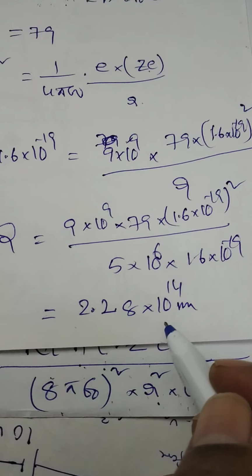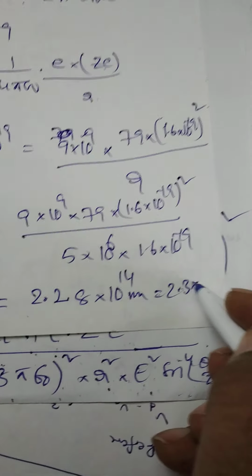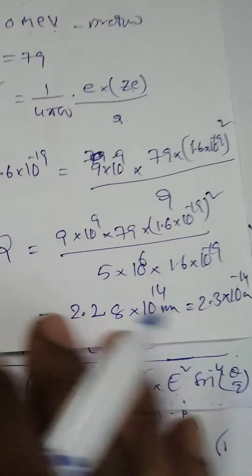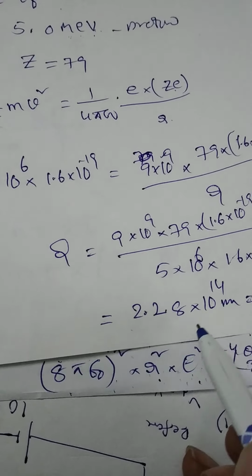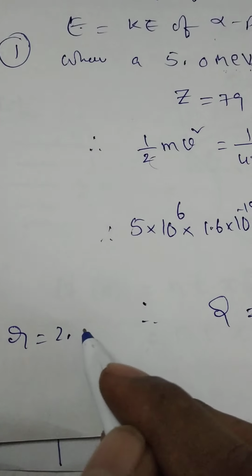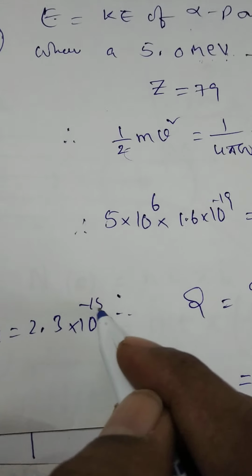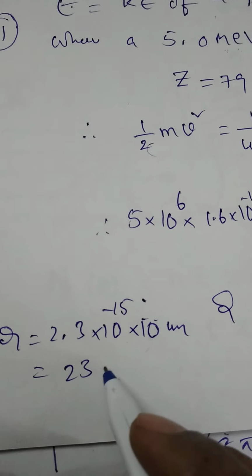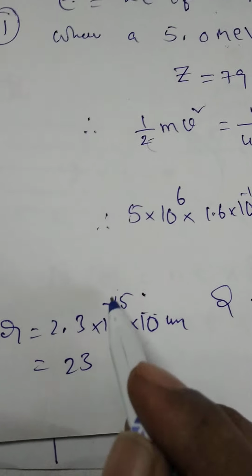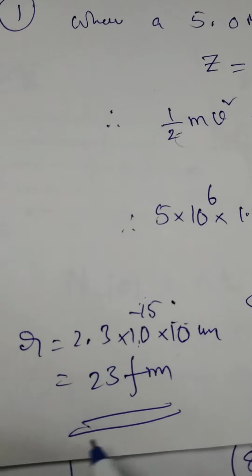2.28 into 10 power minus 14 meters, approximately 2.3 into 10 power minus 14 meters. Or in Fermi, what is the value? That is 23 into 10 power minus 15 meters. 10 power minus 15 meters is equal to 1 Fermi. So therefore, the distance of closest approach is equal to 23 Fermis. It is the first problem.